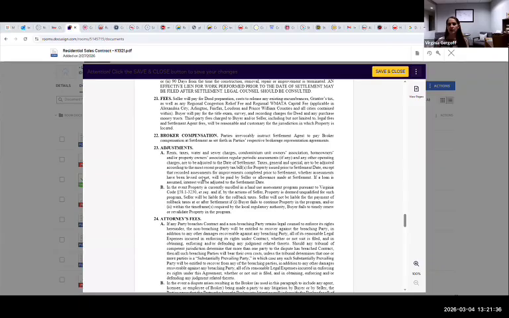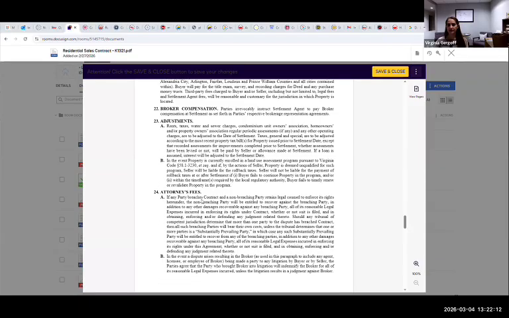Adjustments: rent, taxes, water, sewer charges, condominium association fees will be prorated, right? Based on when the property closes. In the event the property is currently enrolled in a land use assessment program pursuant to the Virginia Code, by the actions of seller, property is deemed unqualified for such program, seller will be liable for the rollback taxes. Seller will not be liable for the payment of rollback taxes at or after settlement if buyer fails to continue property in the program or within the time frame required by local regulatory authority.